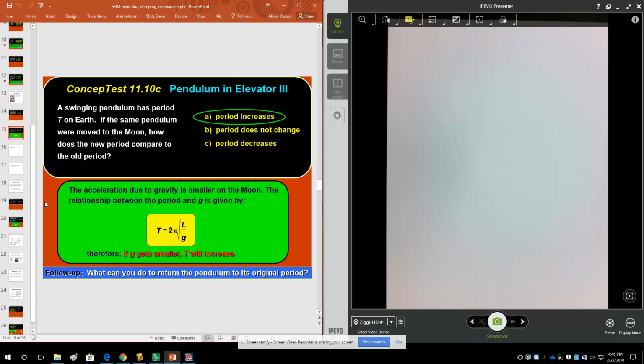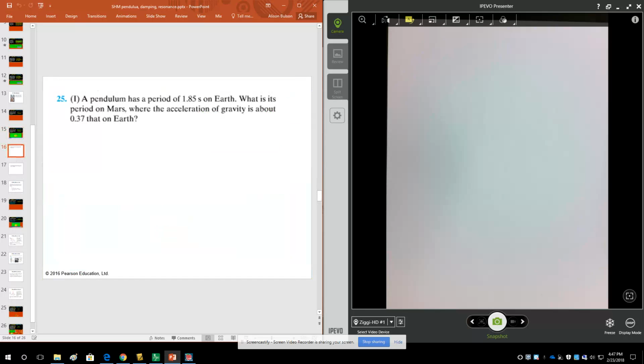So you should answer that the period increases because on the moon there is a weaker gravity, and acceleration due to gravity is smaller. So square root of L over G, if G gets smaller, square root of L over G gets larger. And then what would you do to return the pendulum to its original period? So you've got a smaller G, so would you make the pendulum longer or would you make it shorter? That's a good question.